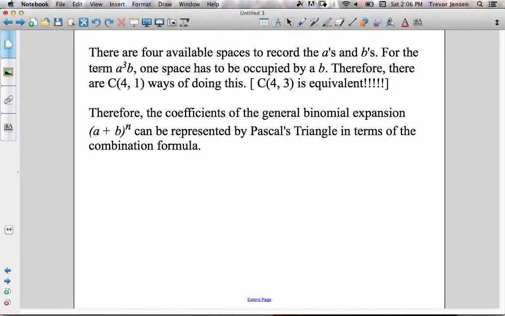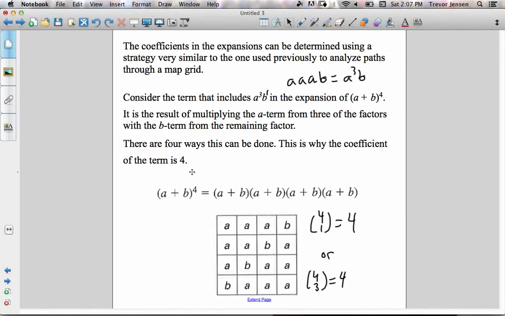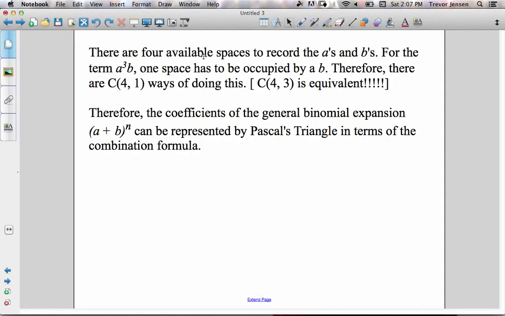So, I've just recorded that here. So there are 4 available. If we're once again talking about this a cubed b in the expansion of (a + b)^4, there are 4 available spaces to record a's and b's. For the term a cubed b, 1 space has to be occupied by a b. Therefore, there are 4 choose 1 ways of doing this. Or 4 choose 3 is equivalent, if we want to think of choosing spots for a's instead of choosing spots for b's.